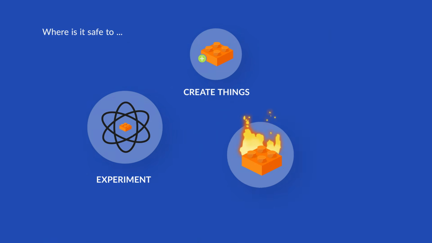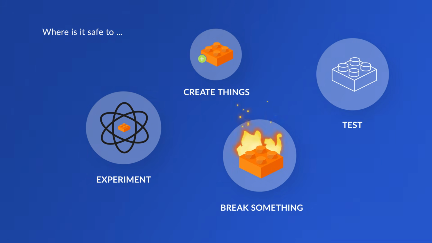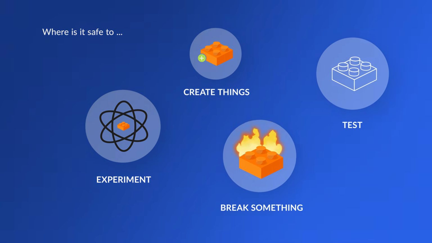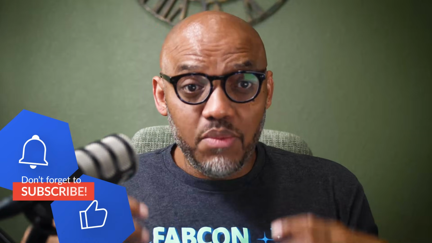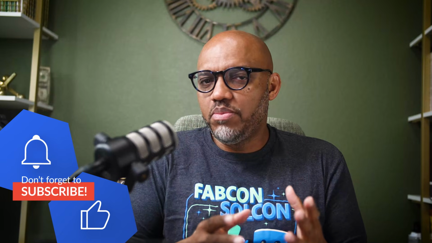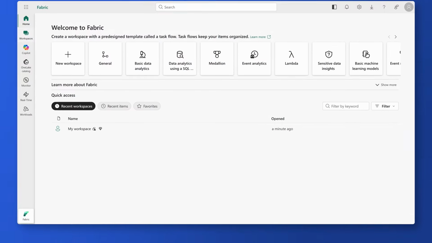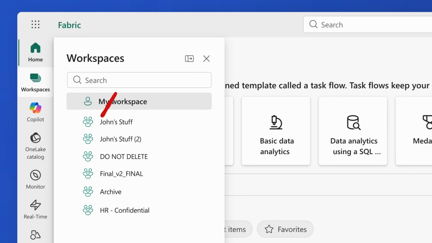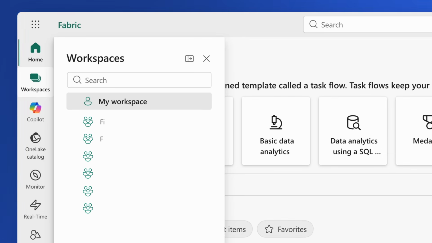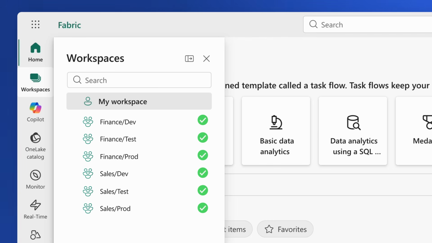Another question I ask is very simple. Where is it safe to experiment? Where is it safe to create things and break things and test things? And where is production protected? If development and production are in the same workspace, you are relying on people to be careful instead of the system protecting you. Structure enforces discipline. So remember this, workspaces are not folders. They're accountability boundaries. And when workspace structure reflects domains and environments, responsibility becomes very visible in the platform.